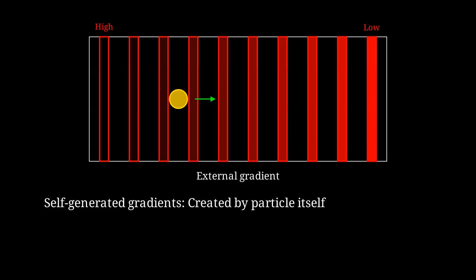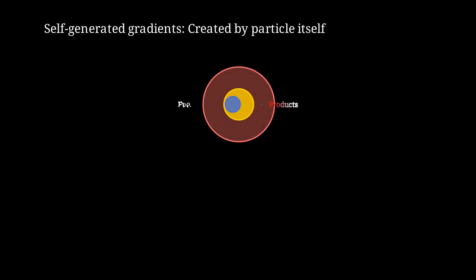Self-generated gradients are fundamentally different. Here, the particle creates its own concentration field through its catalytic activity. The particle consumes fuel on one side and produces products, establishing an asymmetric concentration profile around itself. In this diagram, the particle creates its own concentration field. The catalytic hemisphere produces products that diffuse away, creating a gradient that the particle itself generates. This self-generated field is what drives autonomous motion.